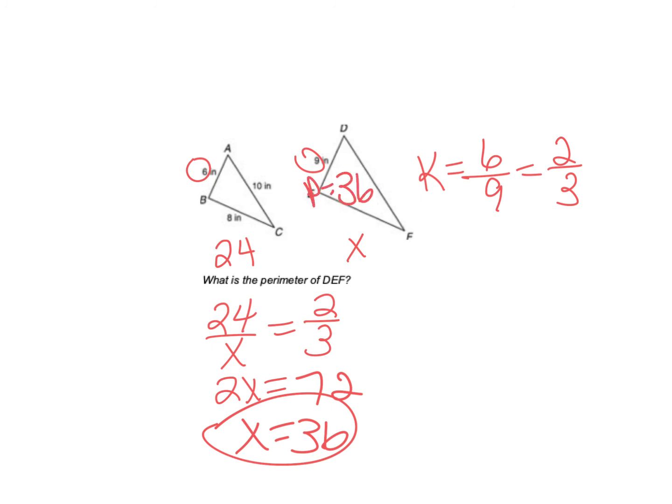And the perimeter of that one is 24. And if you look at it, that kind of makes sense, right? That one's a little bit bigger.